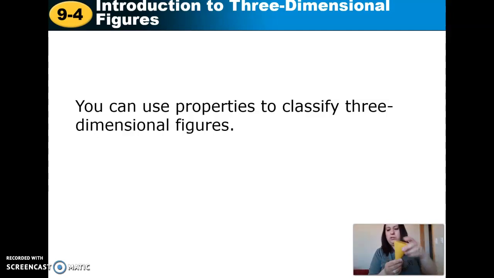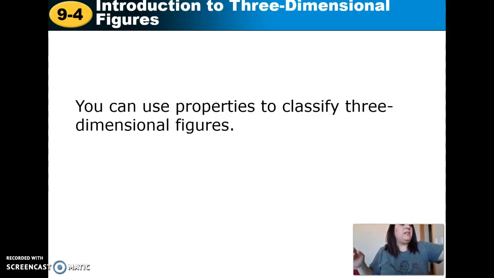Here's a cone. If you look at the cone, again, the base is the circle, and the rest wraps around that circle. It creates a point. If you can see that point, I'm trying to find a good spot for you to see that. There we go. The point. So this is a cone. You can think of it as an ice cream cone. You can think of it as a birthday hat.